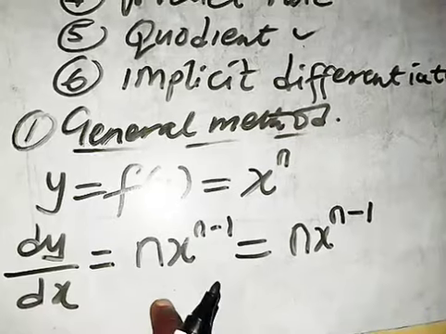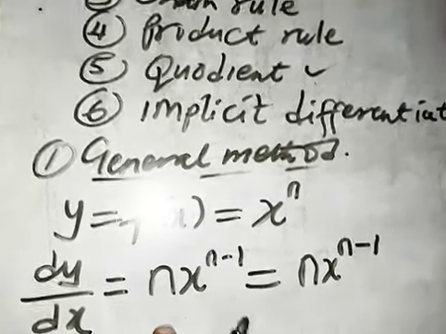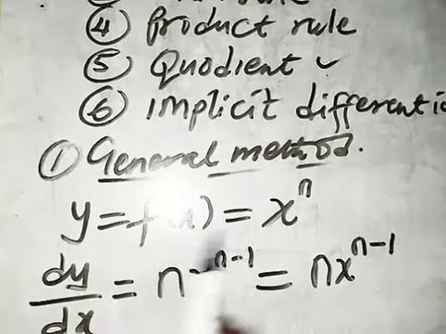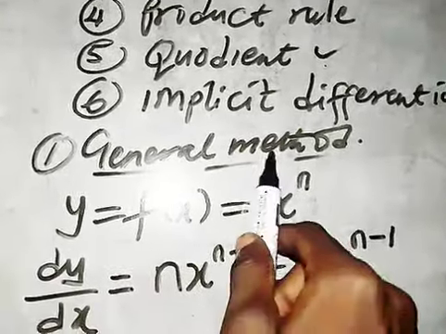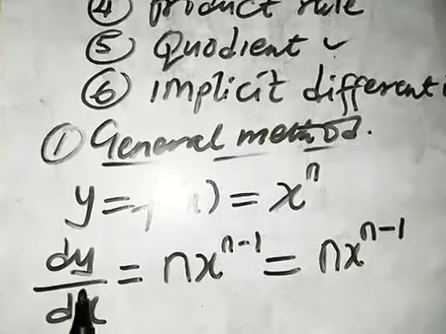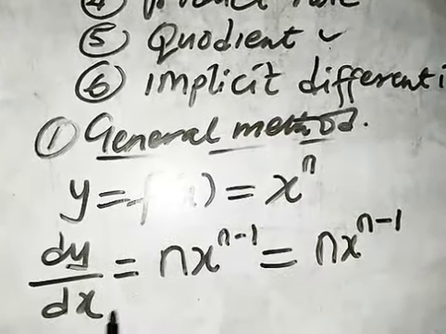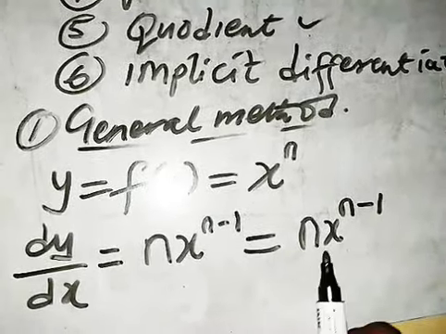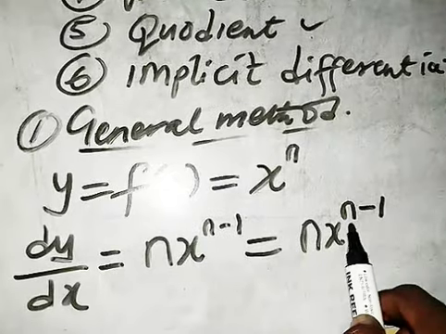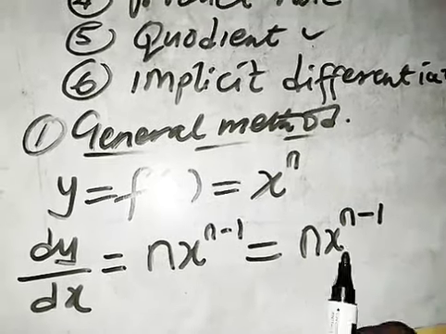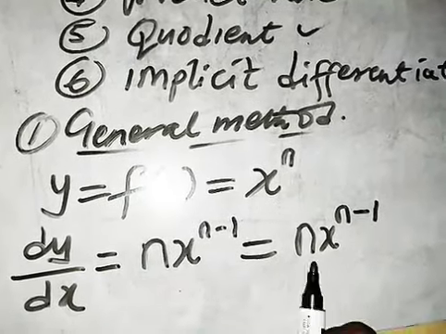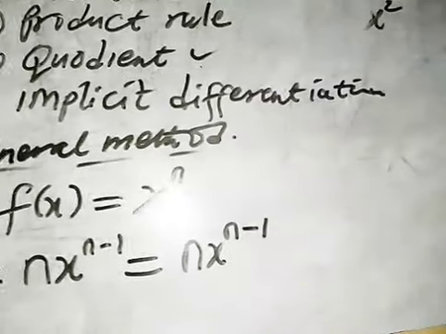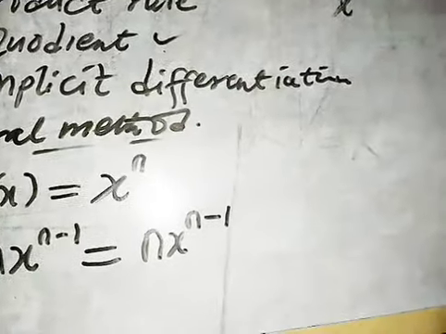I will give you one example to solve on this, and we are going to solve it together. This is just the general formula for the general method of differentiation. Now we have dy/dx is equal to nx to the power of n minus 1. The whole of this is equal to nx^(n-1). Now this is just the formula for it. Let's take on example 1.